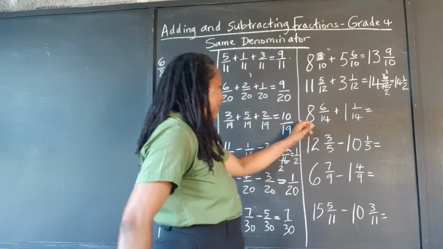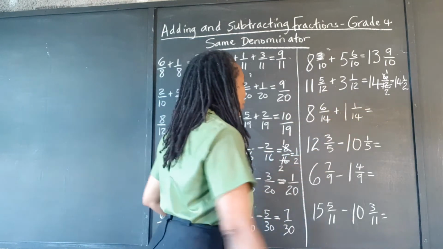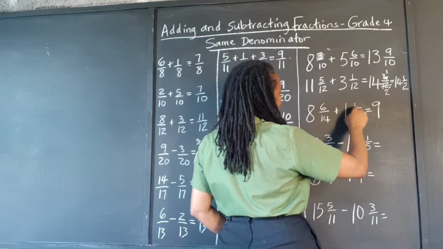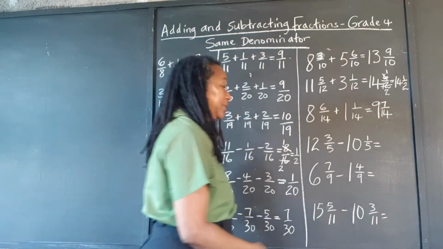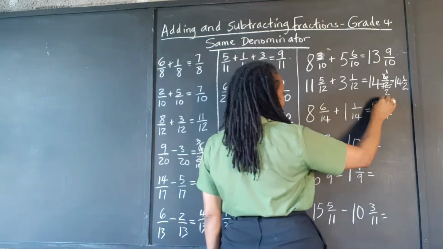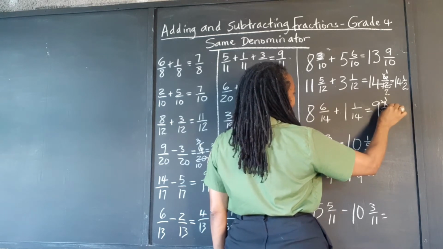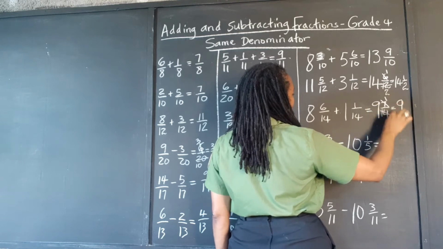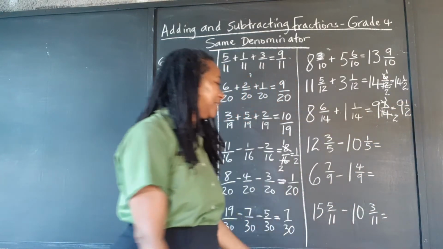Okay, so we have 8 and 6 14ths plus 1 and 1 14th. We're going to add the 8 and the 1. We're going to get 9. 6 plus 1 is 7. Put back the 14. Don't add the 14s. 7 14ths can be reduced because 7 can go into itself once. 7 goes into 14 twice. And the final answer is 9 and 1 over 2. 9 and a half.